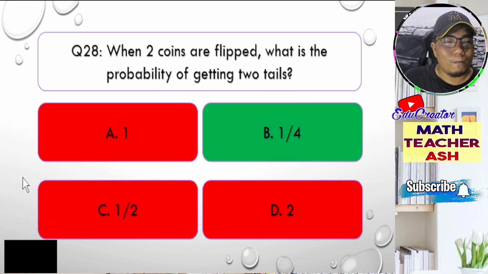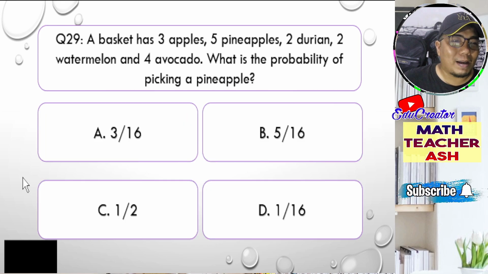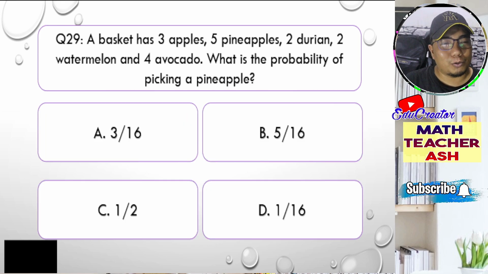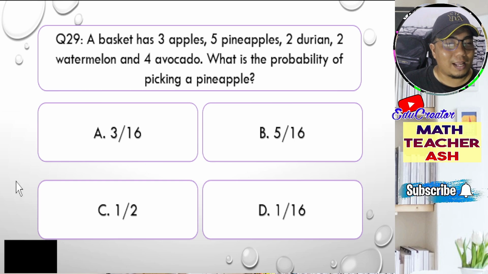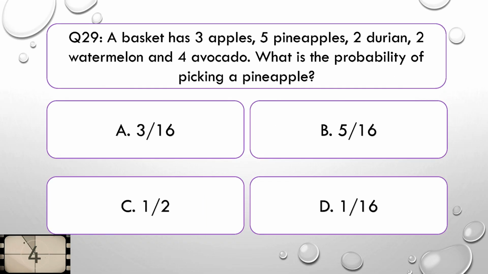Now let us go to question number 29. A basket has 3 apples, 5 pineapples, 2 durian, 2 watermelons, and 4 avocado. What is the probability of picking a pineapple? Is it A, 3 out of 16, B, 5 out of 16, C, 1/2, or D, 1 out of 16? I'll give you 5 seconds to think about your answer.